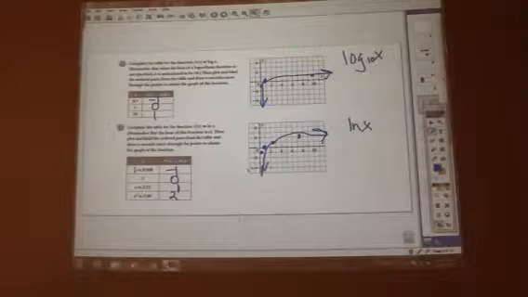values. So where is this graph below the x-axis? It's below the x-axis between 0 and 1. And where is it above the x-axis? From 1 to infinity.